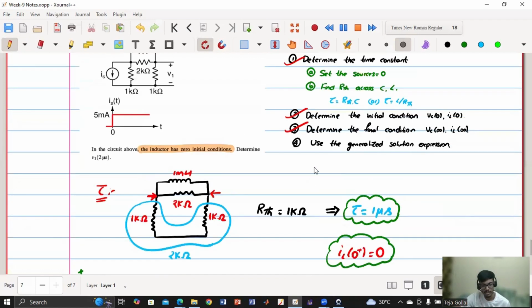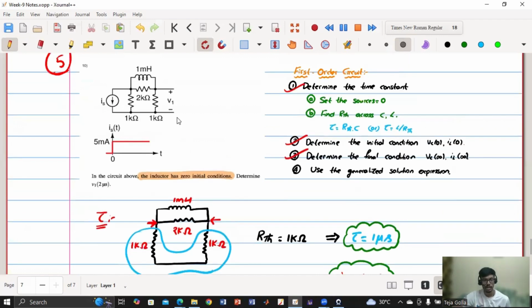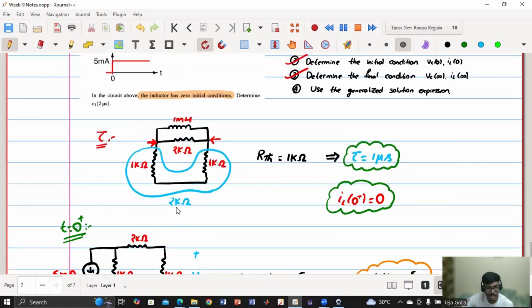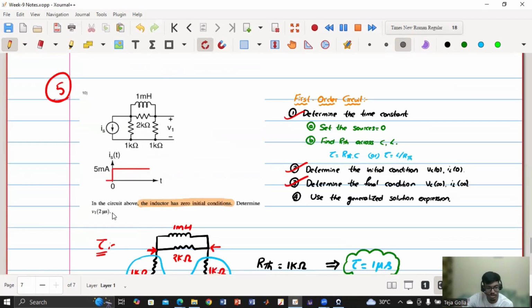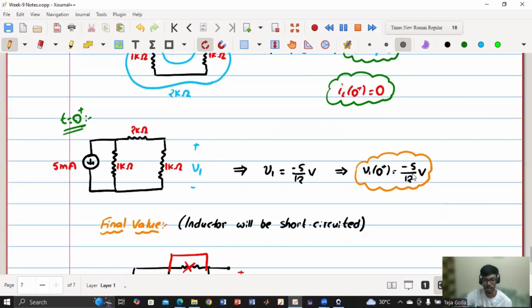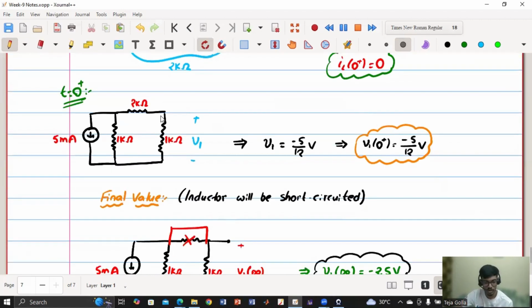So the method will not change. Irrespective of which voltage or which current you are trying to find out, the RTH will be found across the inductor or across the capacitor. So at t equals 0 plus, for the inductor current they have given the initial zero condition, so no current flows through that, and I have removed it. But in this scenario, V1 is not 0. V1 will be some value, which if you calculate, you will get around minus 5 by 12. Due to lack of time, I have skipped those calculations, but it is just a resistor divider circuit.